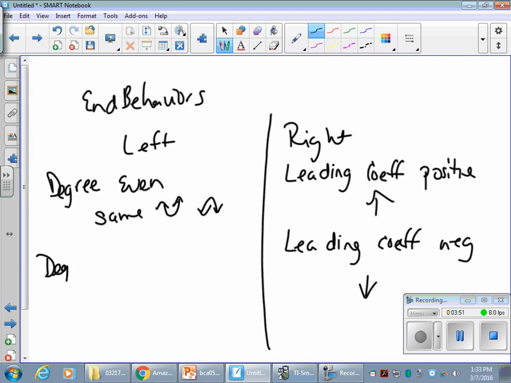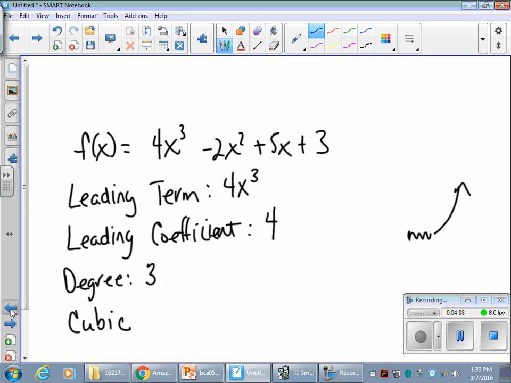If the degree is odd, they do opposite things. Like a cubic function is an example of an odd function. So you look at what it's doing on the right and you do the opposite on the left. So over here, the degree is 3, which is an odd number, so it has to do the opposite thing. So since it's up on the right, that means it would be down on the left. And that's what the end behaviors for this particular graph would look like.